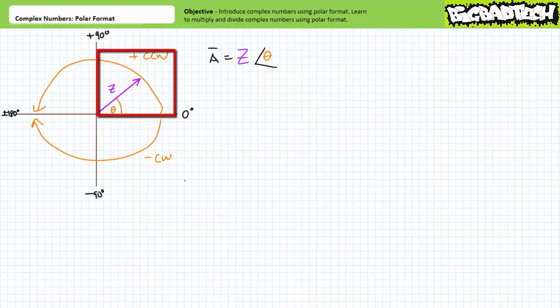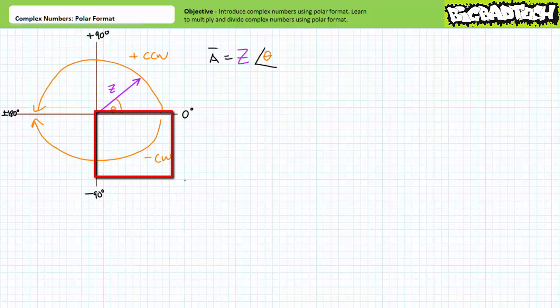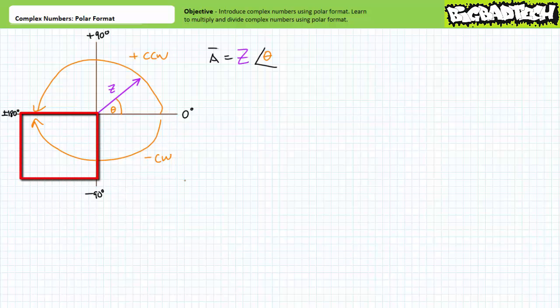This means complex numbers expressed using polar format with angles between 0 and positive 90 degrees places us in the first quadrant. Those with angles between positive 90 degrees and positive 180 degrees places us in the second quadrant. Those with angles between 0 and negative 90 degrees place us in the fourth quadrant. And finally, those with angles between negative 90 degrees and negative 180 degrees place us in the third quadrant. We'll examine means of converting between rectangular and polar format and vice versa in later lectures.